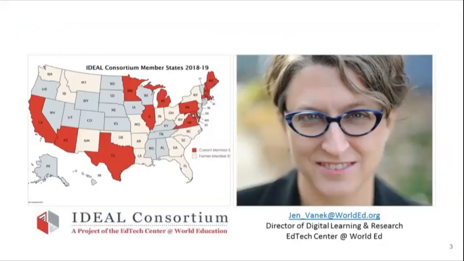Ideal Consortium currently has a number of member states. This is about how many states we have at any given time. You can see the current memberships are flagged in red, and the past members are flagged in buff-colored. State leaders from each state get together every year and share their effective practice and their challenges, and then those conversations in turn impact state policy within each of the member states.